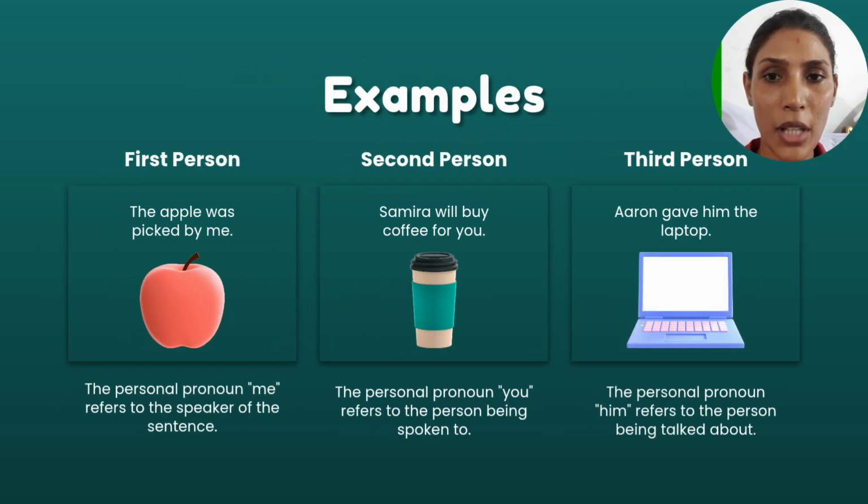So here are some examples of first person, second person, and third person. The first one: the apple was picked by me. The personal pronoun me refers to the speaker of the sentence. The second example: Samira will buy coffee for you. The personal pronoun you refers to the person being spoken to. And the third: Aran gave him the laptop. The personal pronoun him refers to the person being talked about.